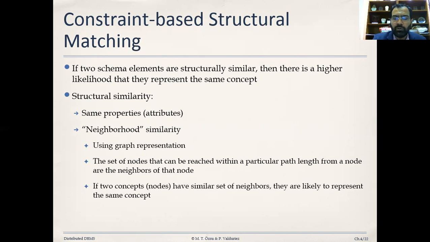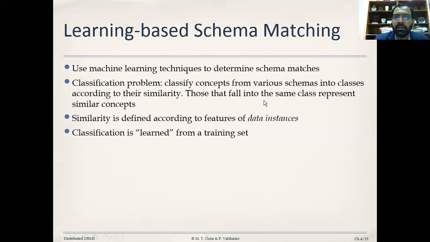So I hope that you understood the concept of the constraint matching approach as well as the linguistic matching approach. The third approach is called the learning-based approach. When I say the learning-based approach, it means that we're talking about using machine learning techniques. Machine learning techniques are quite often used to determine the possible classes we have, and that is why it is represented as a classification problem.